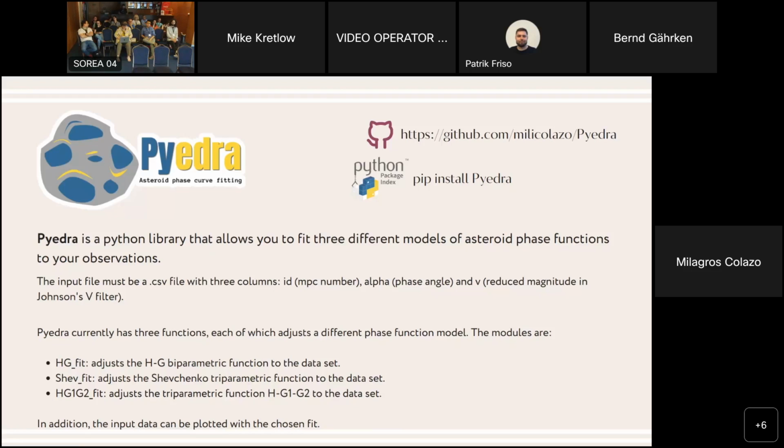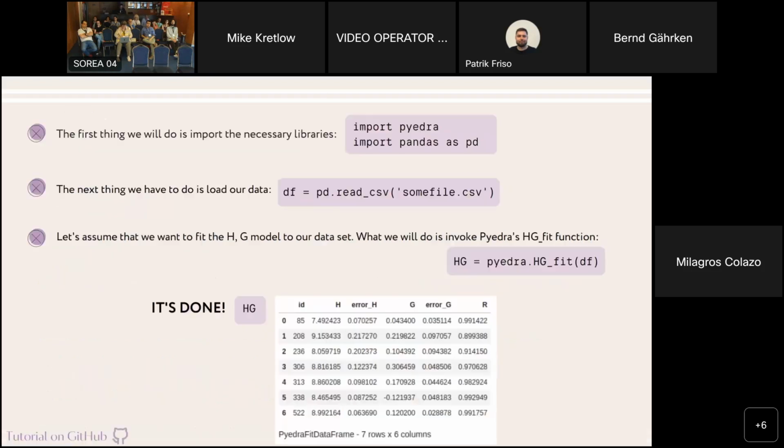The input file must be a .csv file with 3 columns: the MPC number, the phase angles, and the reduced magnitude in the V filter. And then Piedra can fit 3 functions, which are the HG, the Shevchenko, and HG1G2. And in addition, the input data can be plotted with the chosen fit. Piedra is very simple to use.